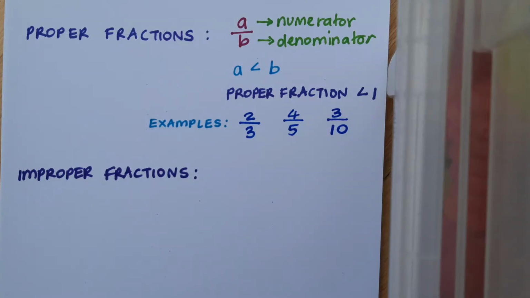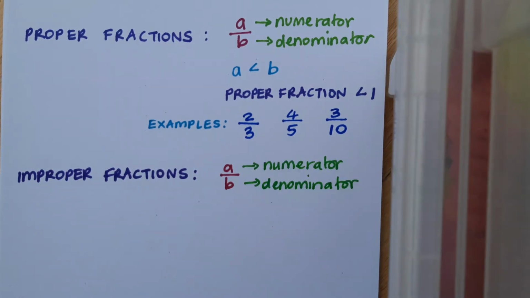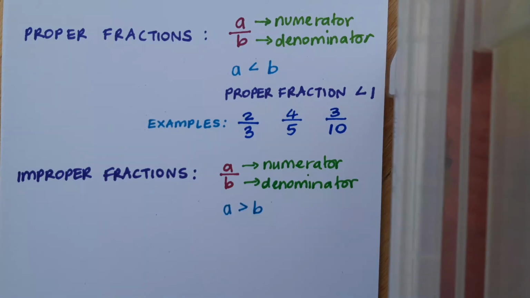So next, let's have a look at improper fractions. Improper fractions can also be written as A over B, a numerator over a denominator. The difference this time, and I wonder if you can figure it out yourself at this stage, is that for improper fractions, A is bigger than B. So the number on top is bigger than the number on the bottom. The numerator is bigger than the denominator. What do you think this means about the value of any improper fraction? Well, an improper fraction is always worth more than 1.